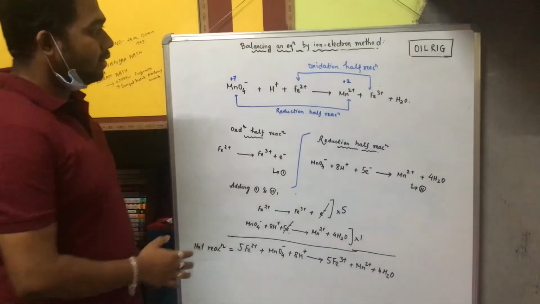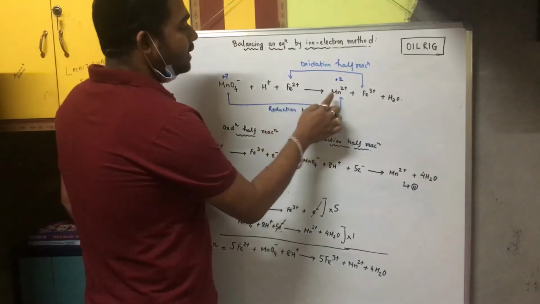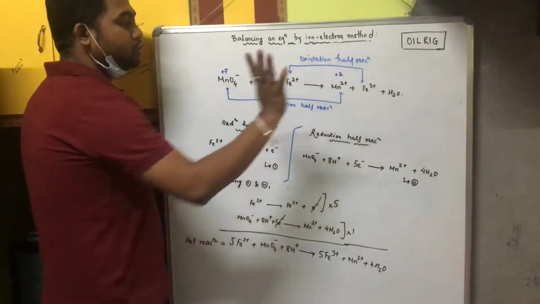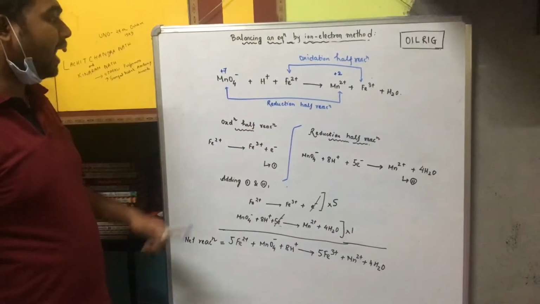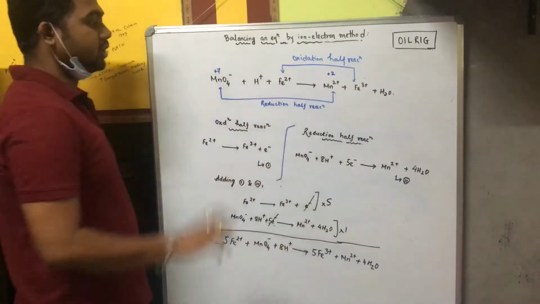So here one reaction is given: MnO4 minus plus H plus plus Fe2 plus gives Mn2 plus plus Fe3 plus plus H2O. Here, see, I have done one oxidation half reaction and one reduction half reaction.